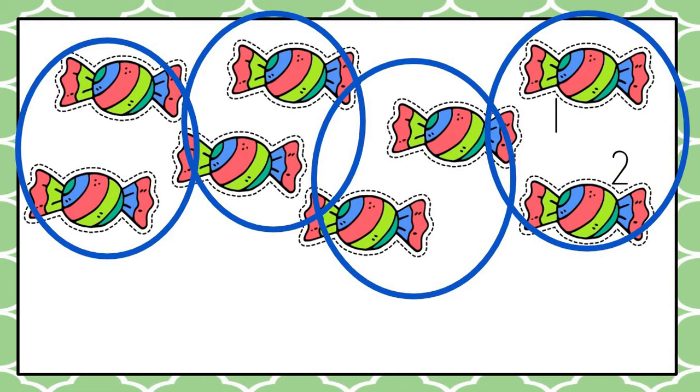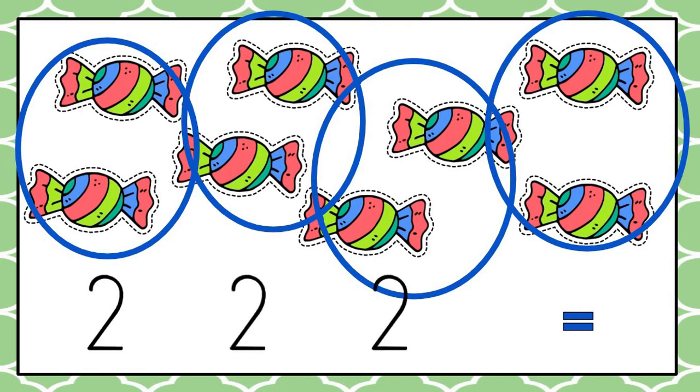I want to know how many sweets were there to begin with. How can I determine that without counting all the sweets again? In this group I have 2. In this group I have 2. In this group I have 2. And in the last group I have 2. We started counting in 2s, so if you can count in 2, it's very, very easy.